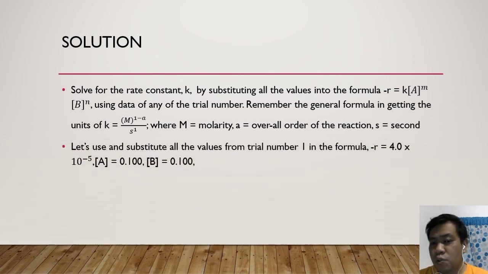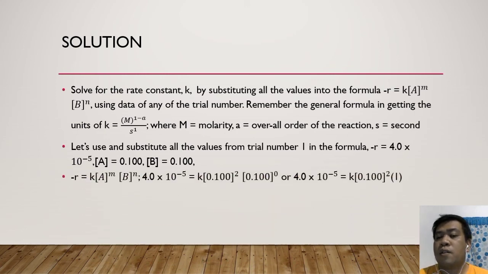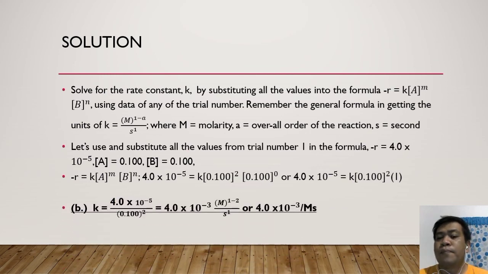Let's use this and substitute all the values from trial number 1 in the given formula. So we'll have negative r equal to 4.0 times 10 to the negative 5, the concentration of A is equal to 0.100, and B is equal to 0.100 also. By substituting these values, we get the following as presented. So for B, we obtain our answer as 4.0 times 10 to the negative 3 per molar per second.